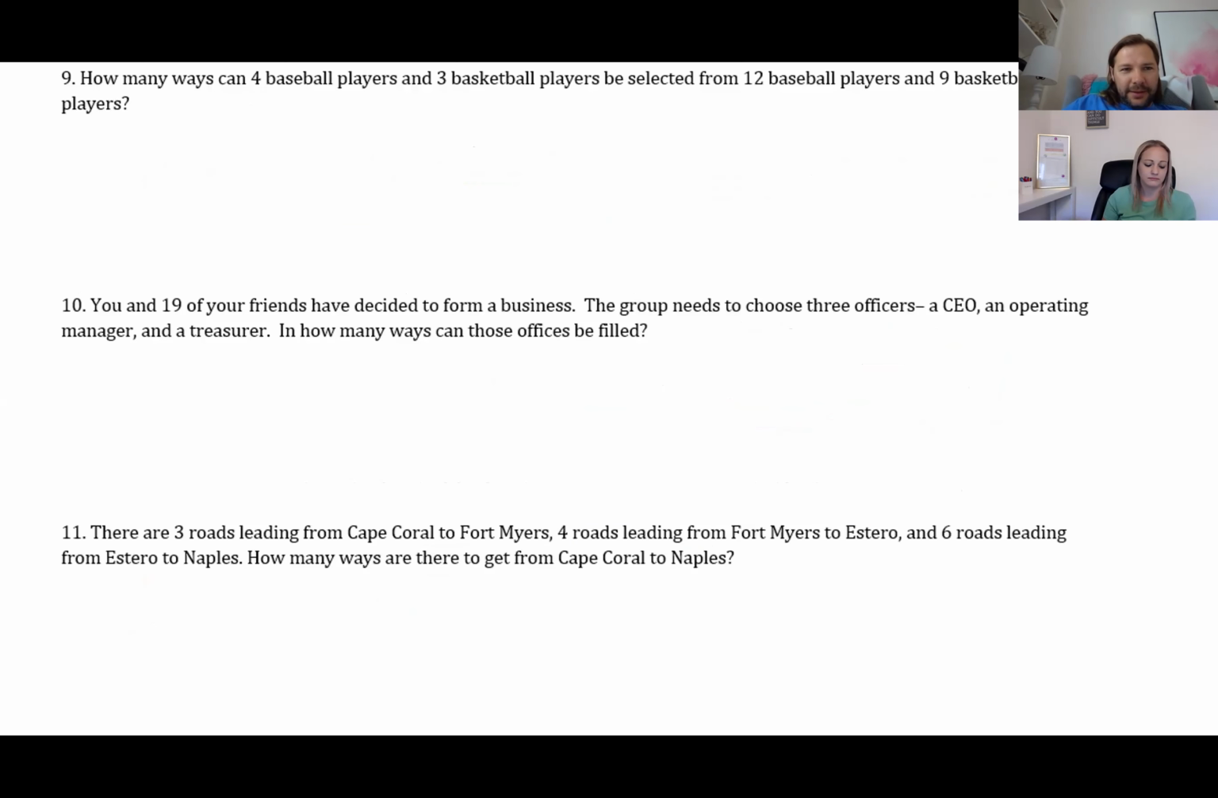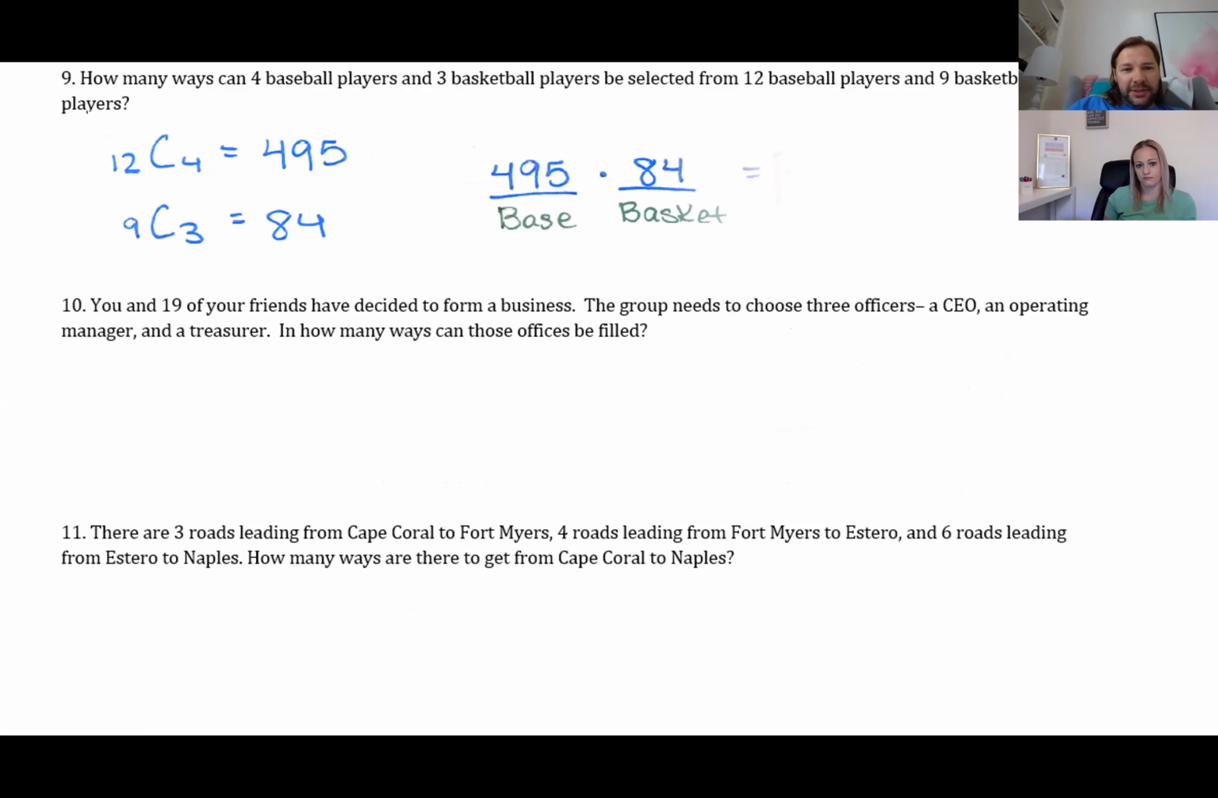Cool. All right, 9. How many ways can 4 baseball players and 3 basketball players be selected from 12 baseball players and 9 basketball players? So here it doesn't say that we're giving them positions or anything. We're just picking 4 of them. So I would say that would be 12 choose 4 times 9 choose 3. So that's 495 different ways of picking the baseball players and 84 different ways of picking the basketball players. And then you multiply those together, you get 41,580 different ways.